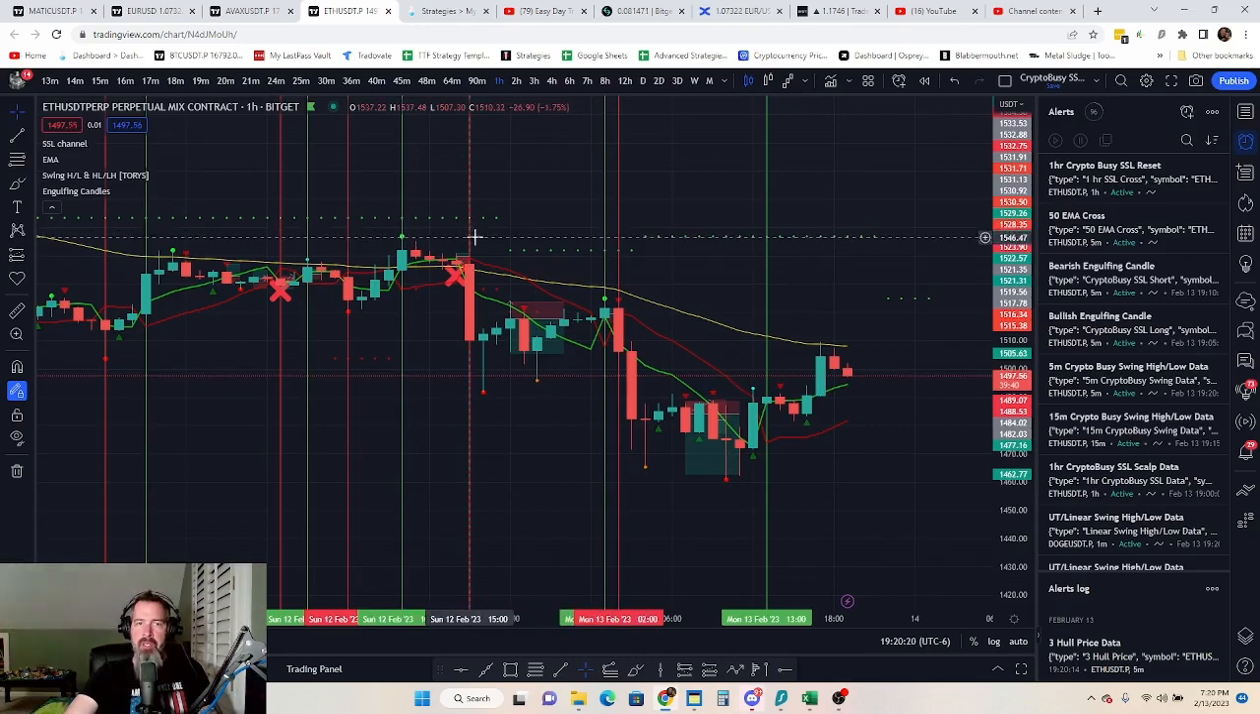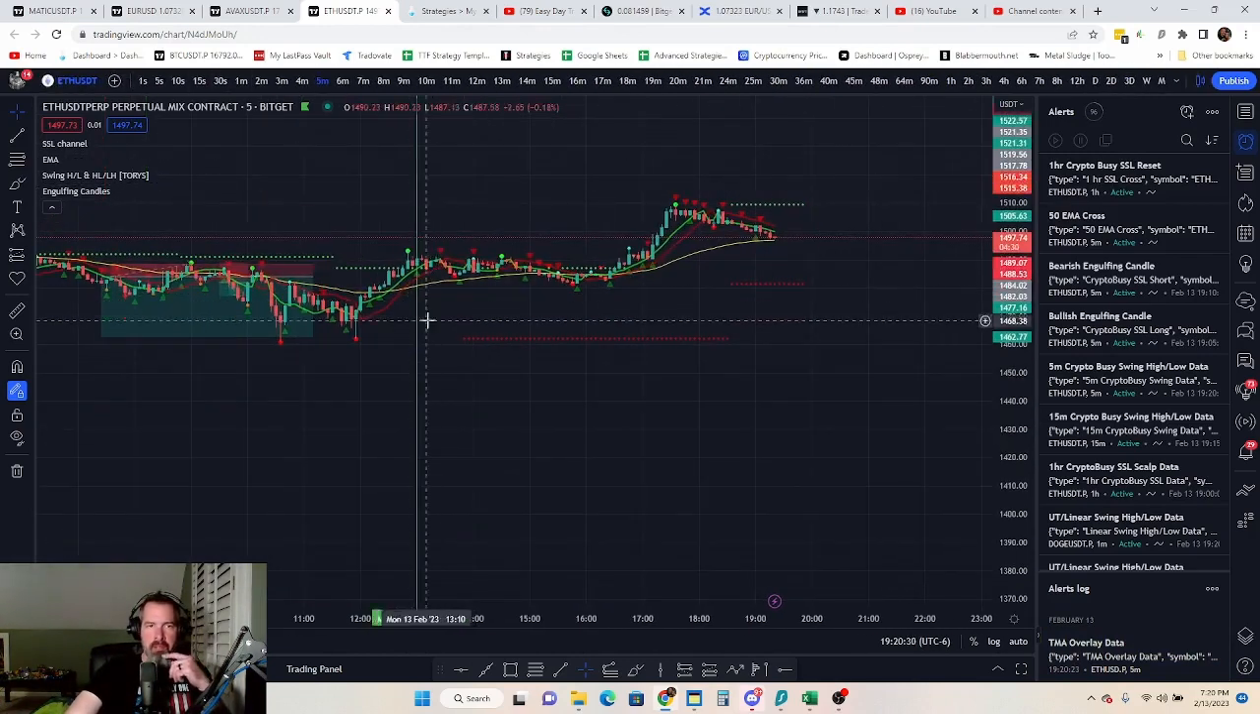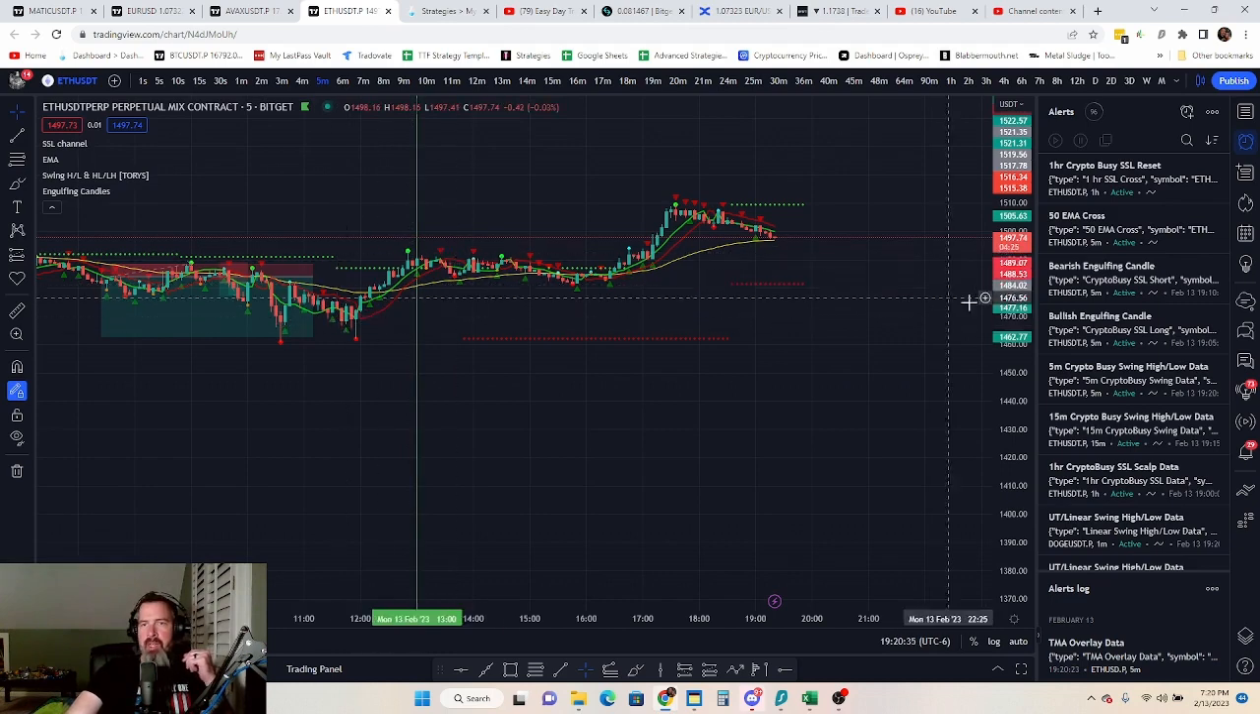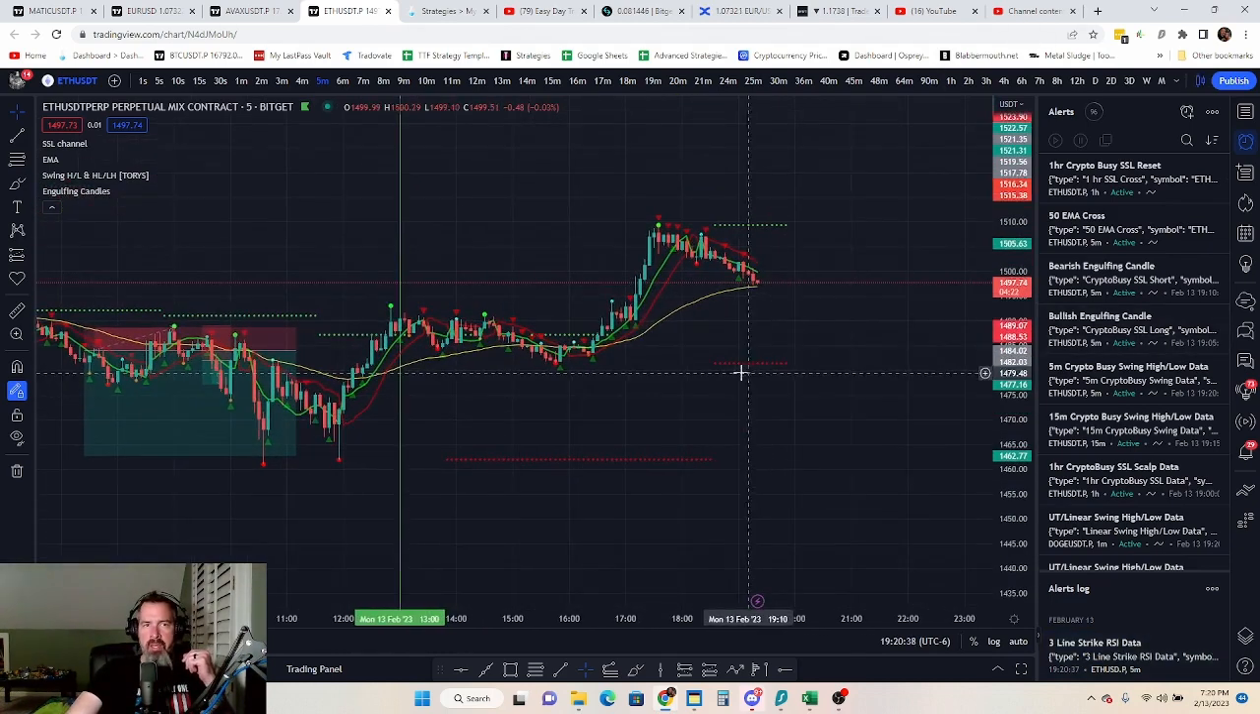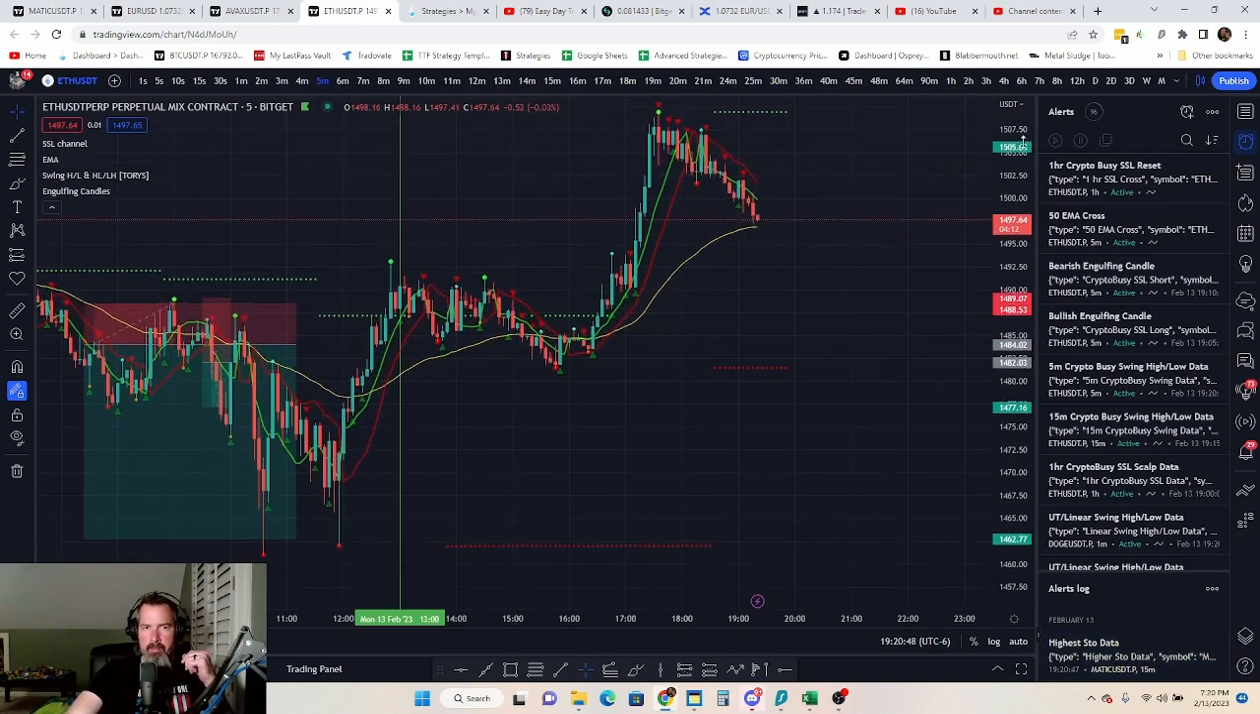So the overall trend direction, we're going by the 1 hour time frame, but you're going to take your trades in the 5 minute. So like here, this green line means that the 1 hour SSL went bullish. So now the next thing we're going to look for is price to come back and retest the 50. So when price comes back and retests the 50, we're waiting for a bullish engulfing candle, which is this green arrow right here.